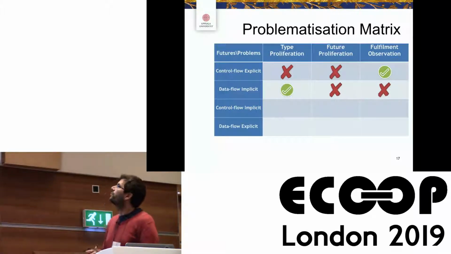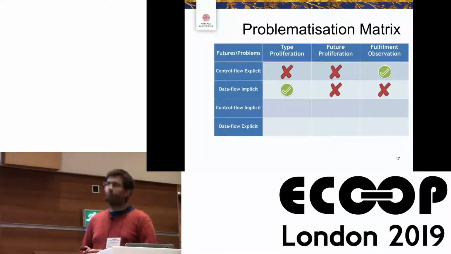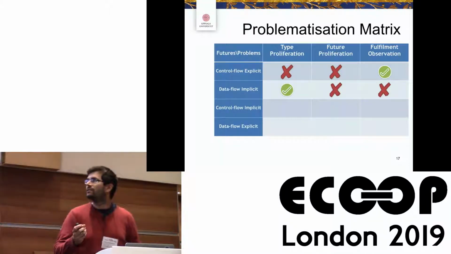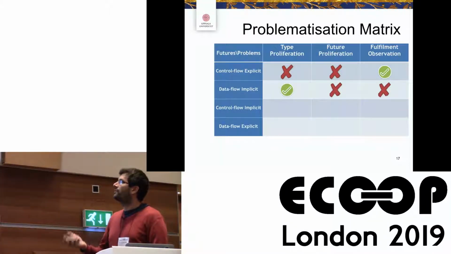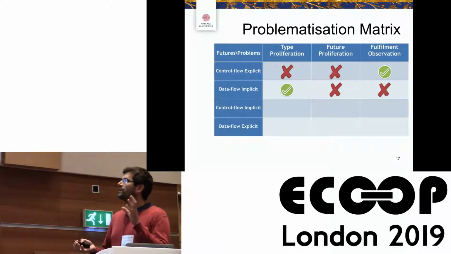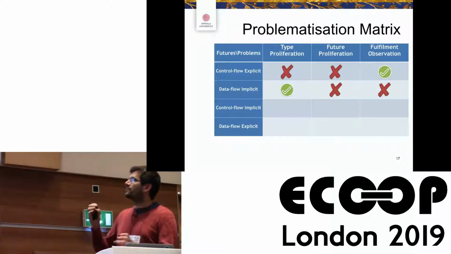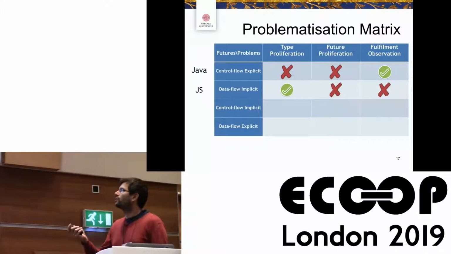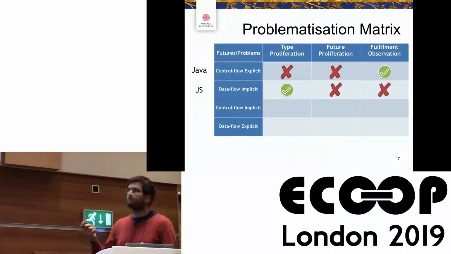Now, this is the problematization matrix. At the top, we have the problems. And here on the left, we have this kind of dichotomy between control flow, data flow, and explicit and implicit futures. Just to make it simpler to understand, control flow explicit is where you have access to the intermediate steps and you have access to the future type. So this could be Java.